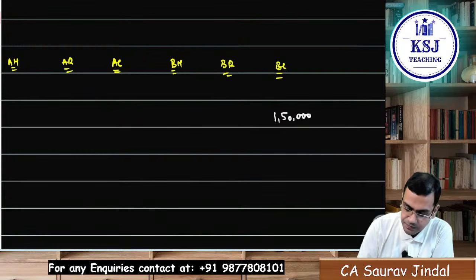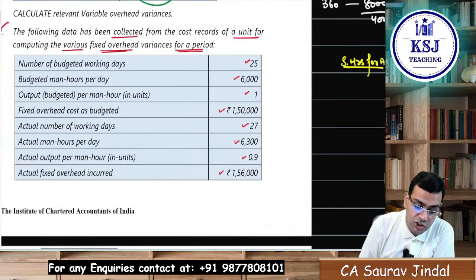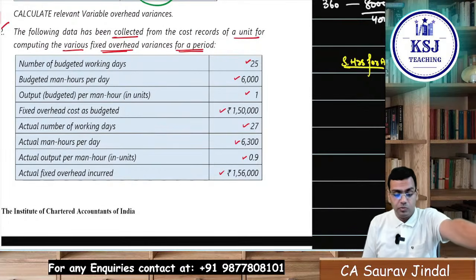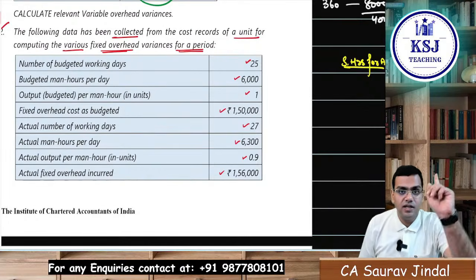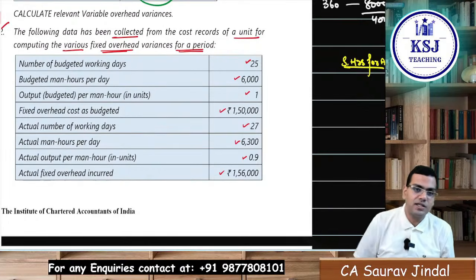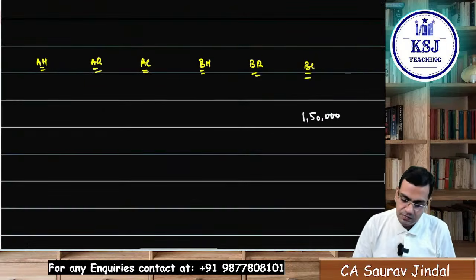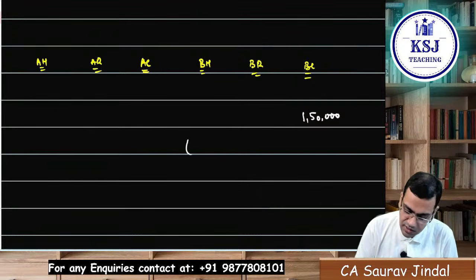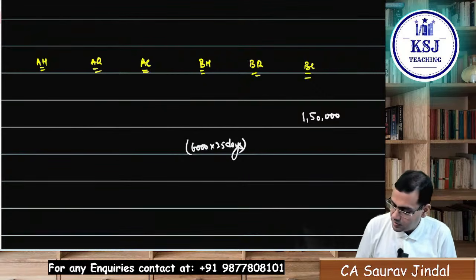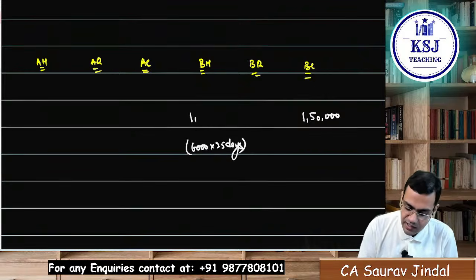1,50,000. What is the budgeted hours now? Budgeted hours, sir, in one day 6,000 hours. So for 25 days, how many hours? Simple. 6,000 in one day multiplied by 25 days. That is 1,50,000 budgeted hours.